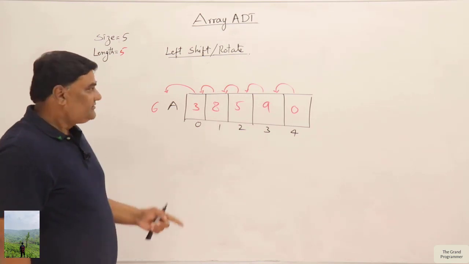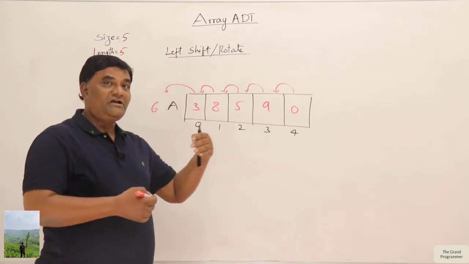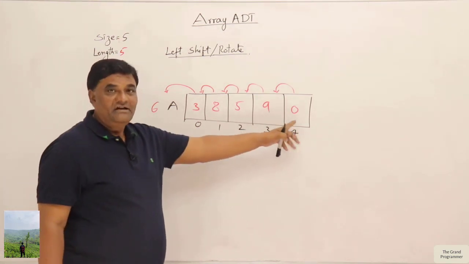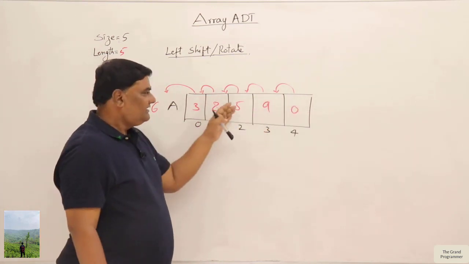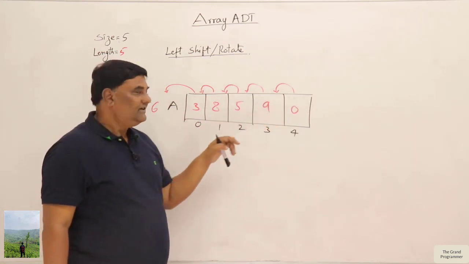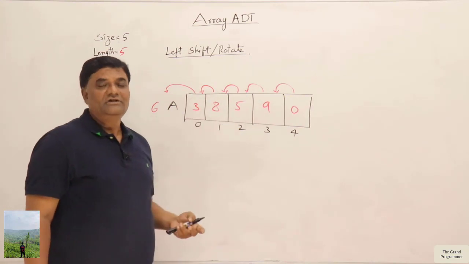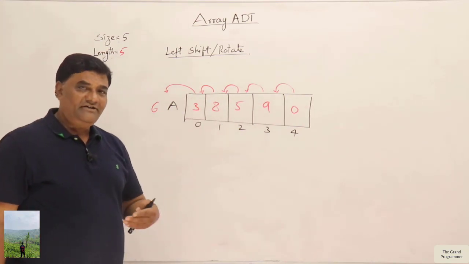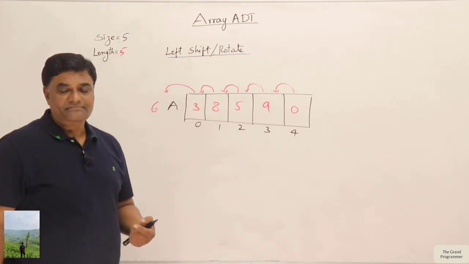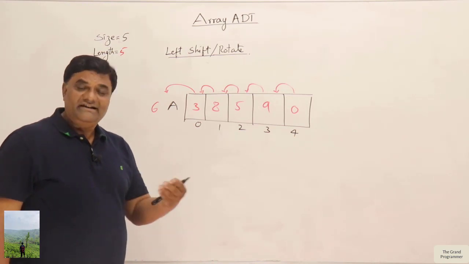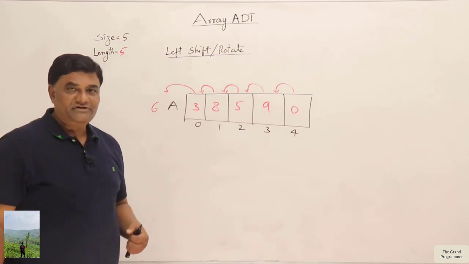So if I have to shift right, then I should start from here. We will lose the last element and all the elements will move one step forward and we get free space here, and it is 0. So just the direction is different in left shift and right shift.